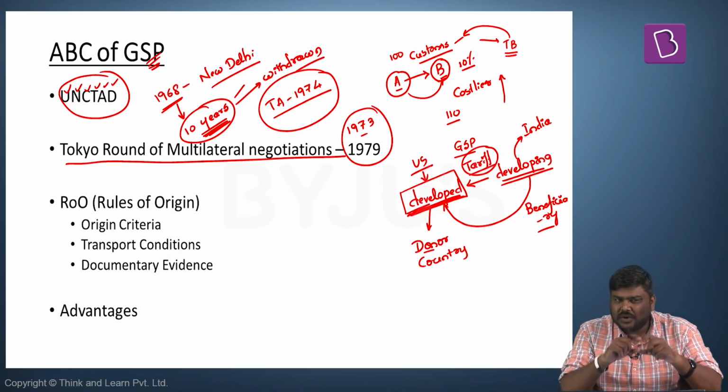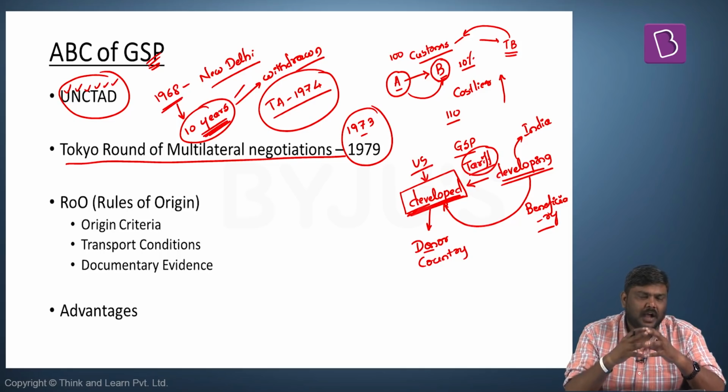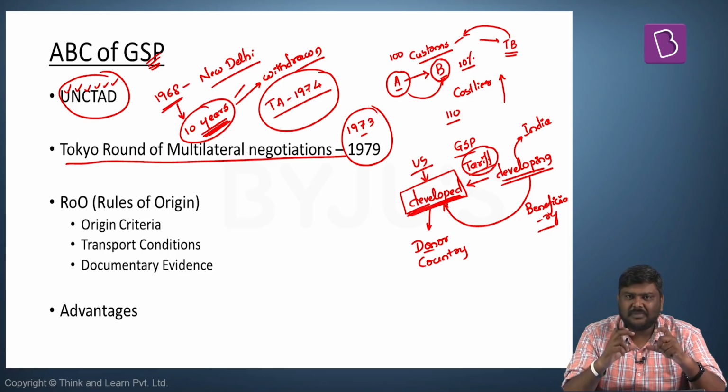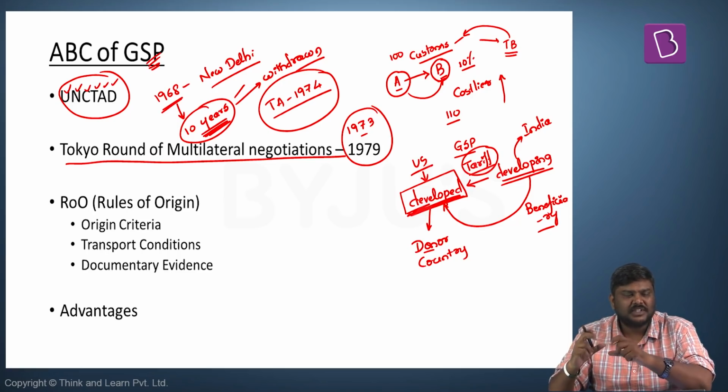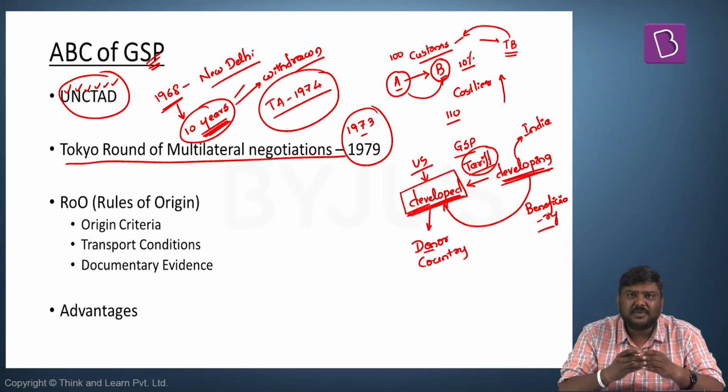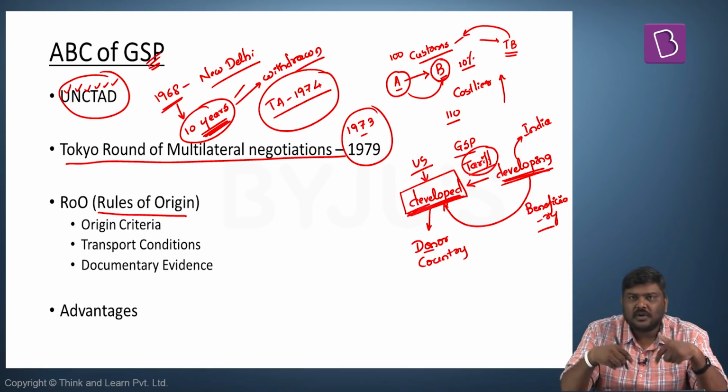Now we have seen what the concept of a GSP is and how the GSP came into implementation. But I stated that the developed economies will give the tariff exemption to certain products which are getting exported from the developing countries. Now, on what basis will these products be identified? The criteria or guidelines under which these products will be identified are called rules of origin.